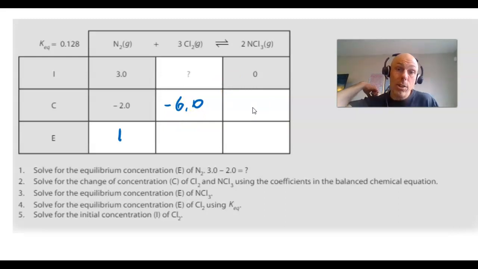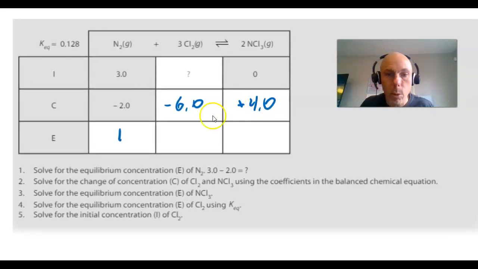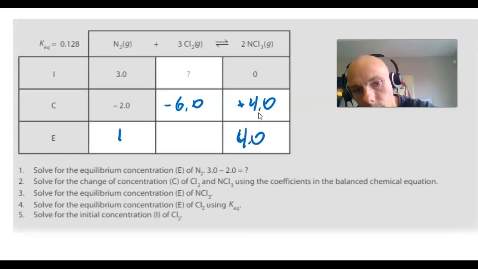If NCl3 goes up at twice the rate that N2 goes down, there's a 2 in front of NCl3, there's a 1 in front of N2, then NCl3 should go up by twice 2. It should go up by 2 times 2, which is 4, so positive 4.0. Notice I put signs in there to be really clear about whether they are going down or up. Again, if the reactants go down, the products go up, and if the products were to have gone down, the reactants would have gone up. This 2 to 6 to 4 ratio is the same as a 1 to 3 to 2 ratio. All right, if we know that there was no product to begin with and it went up by 4 molar, then at equilibrium, it will be 4.0 molar.